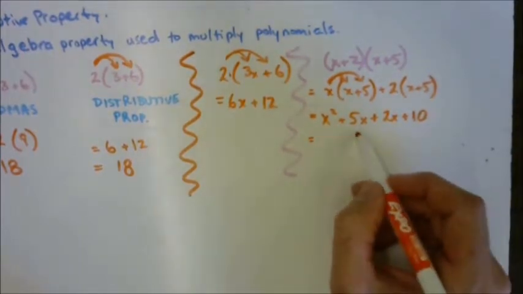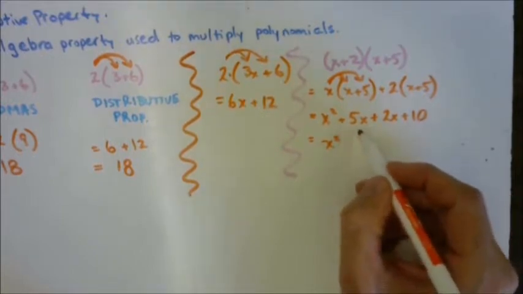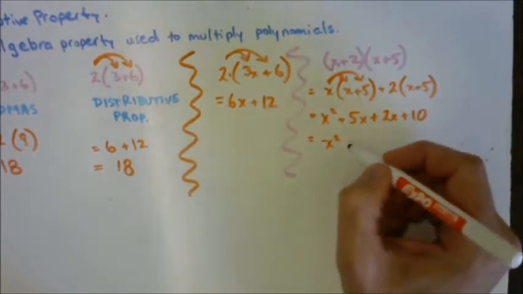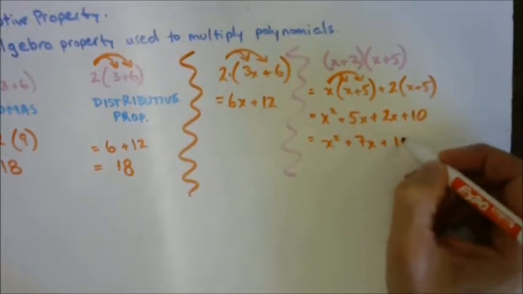And now we can group our like terms. We only have one x squared term. We have 2 x terms. 5 plus 2 is 7. And we have a constant of 10.